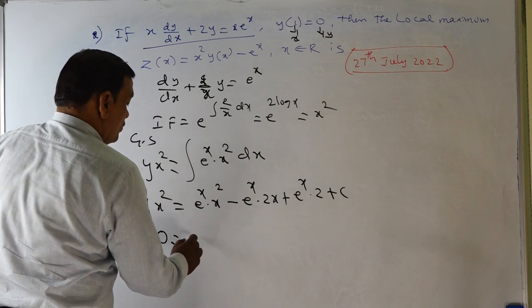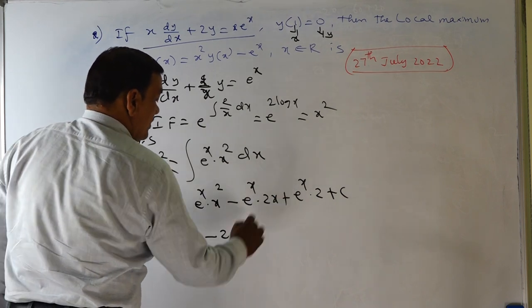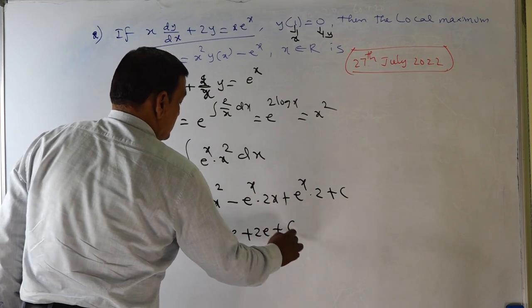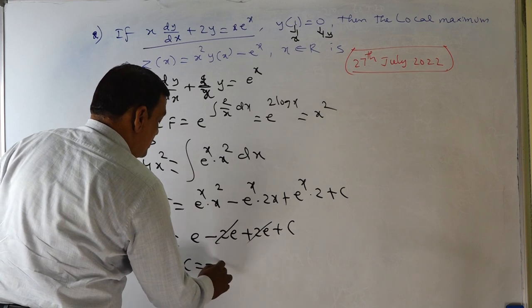So, this is equal to e. This is equal to 2e. So, this is minus 2e. So, this is plus 2e plus c. So, minus 2e plus 2e get cancelled. So, the constant of integration is minus e.